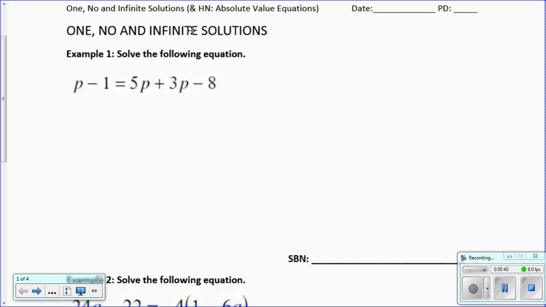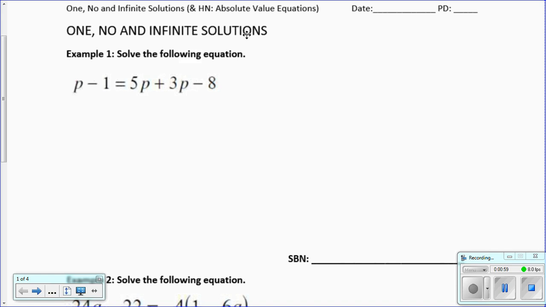One, none, or infinite solutions. Basically, those are our special cases. We've already talked about one solution. That's where you just get like x equals 4. No solutions and infinite solutions are what you get when the variables end up canceling each other out, and you're left with an equation without any variables.